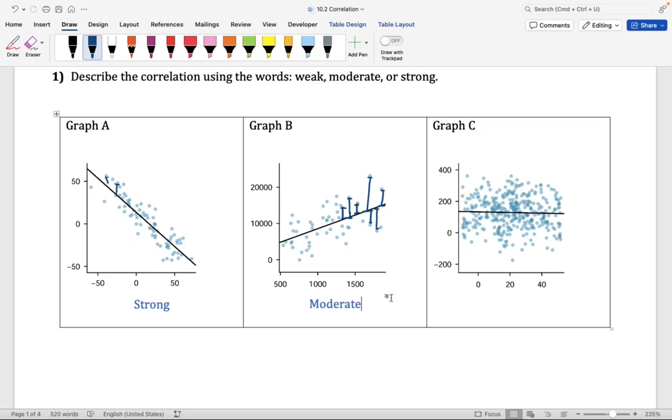Again, we do see a linear relationship. We see that as x increases, the y values increase. We see the points creating a linear pattern, but we do recognize that there's a bigger spread.